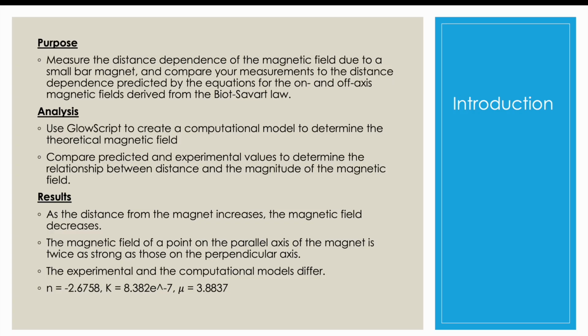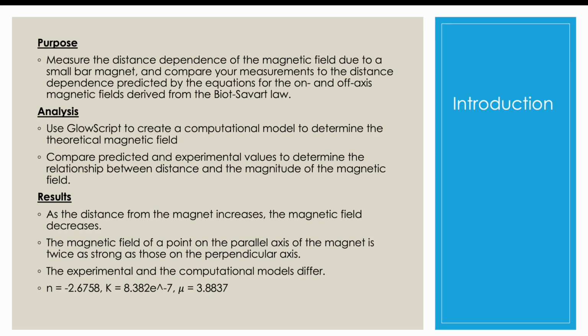So the purpose of this experiment was to measure the distance dependence of the magnetic field due to a small bar magnet, and compare your measurements to the distance dependence predicted by the equations on the on and off axis magnetic fields derived from the Biot-Savart law. So using the GlowScript to create a computational model to determine the theoretical magnetic field, we will then compare the predicted and experimental values to determine the relationship between distance and the magnitude of the magnetic field.